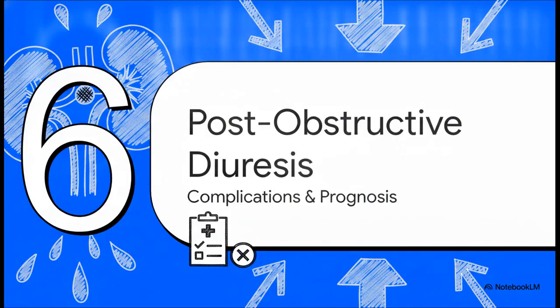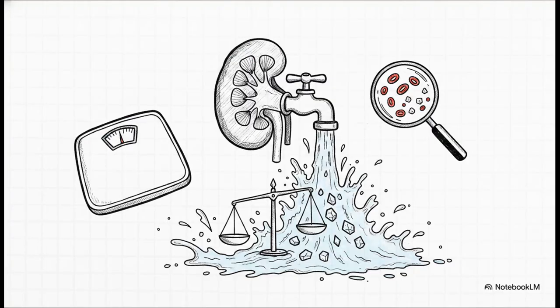And that brings us to our final stop. Section 6, Post-Obstructive Diuresis. So, what actually happens immediately after we successfully relieve one of those massive blockages? Well, the danger definitely isn't over just because the catheter is in. Unplugging that drain can actually trigger a massive, potentially dangerous loss of fluid.